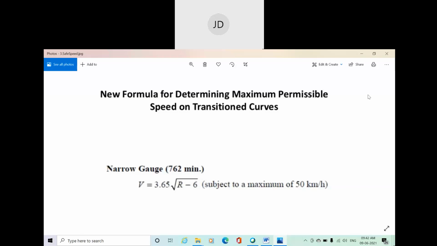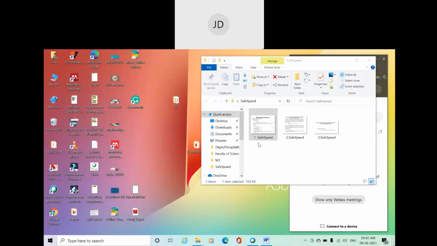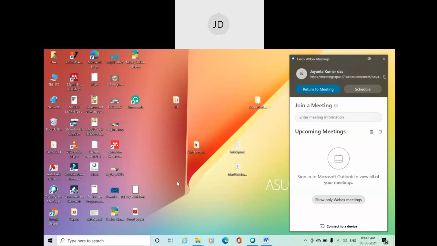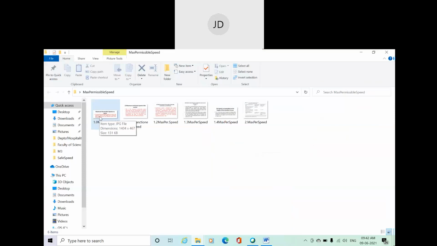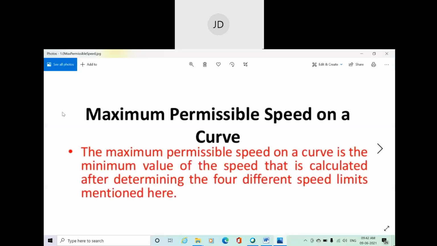So this is all about your safe speed or maximum permissible speed over a transition curve or non-transition curve. We have already discussed different formulae accepted by Indian standard. Now let's discuss some maximum permissible speed. So till now we have discussed safe speed.